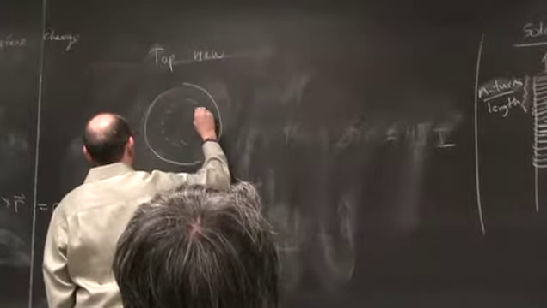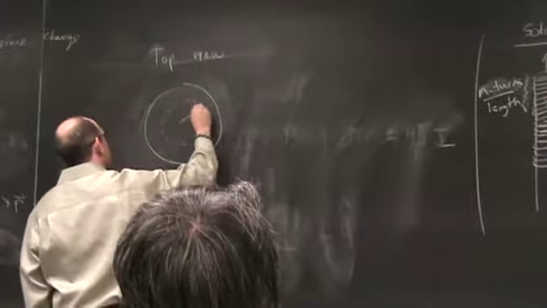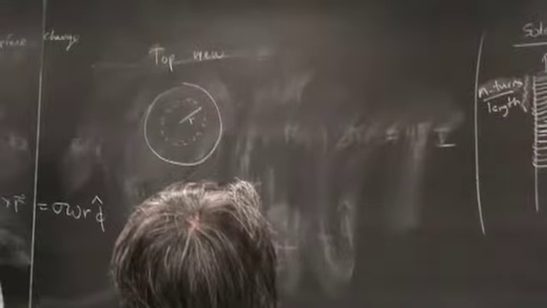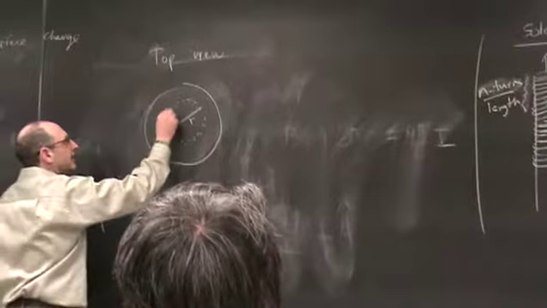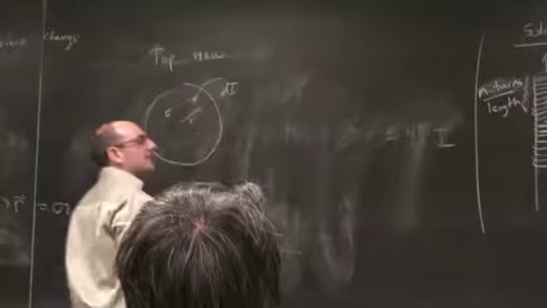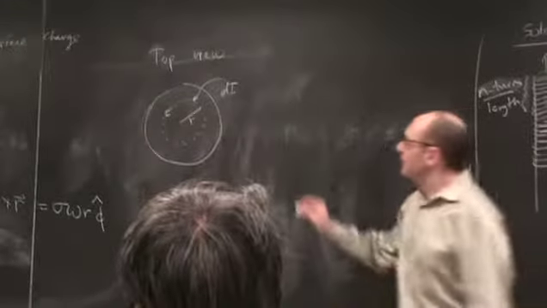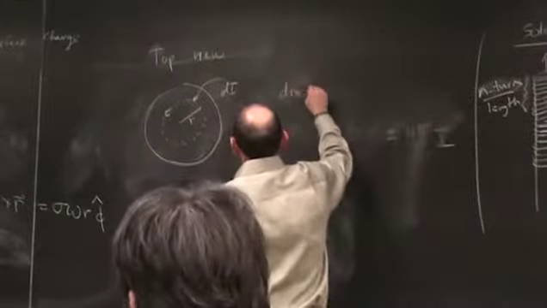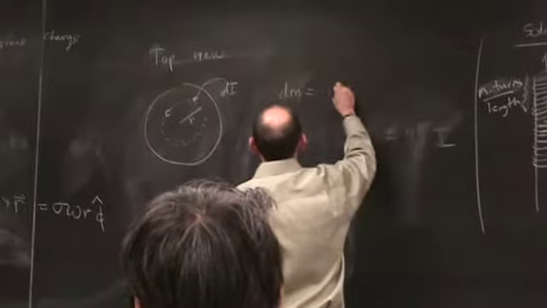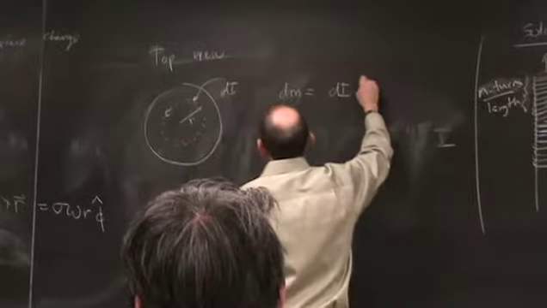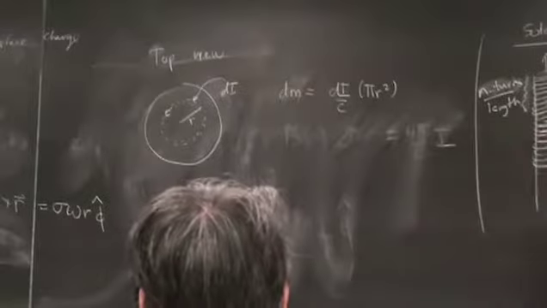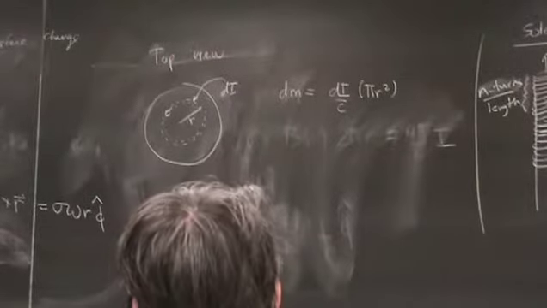Into differential rings. And each ring has within it a current dI. And so the differential magnetic dipole moment associated with that differential ring is dI times the area of that ring, pi r squared, over c. All right?